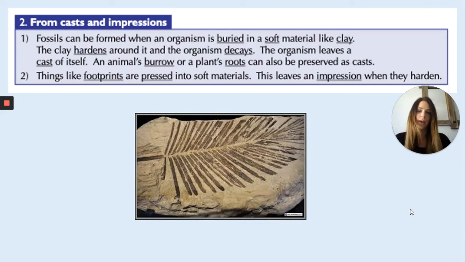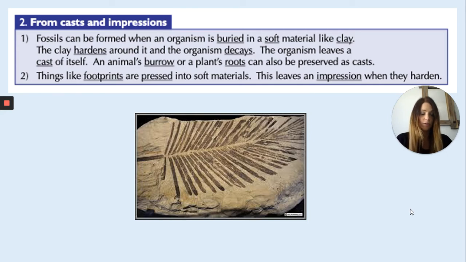Okay, the second way that fossils can happen is from a cast or an impression. So fossils can usually happen if something's buried in something really soft like clay, so like a sticky clay. But when it hardens, then it surrounds the organism and it makes a cast. So we can look at where animals might live or roots of a plant, for example. A footprint would be a perfect example of this. If you're ever walking along a muddy clay footpath and you leave a footprint, when that eventually hardens and dries out, you will leave an impression or a cast of your footprint.